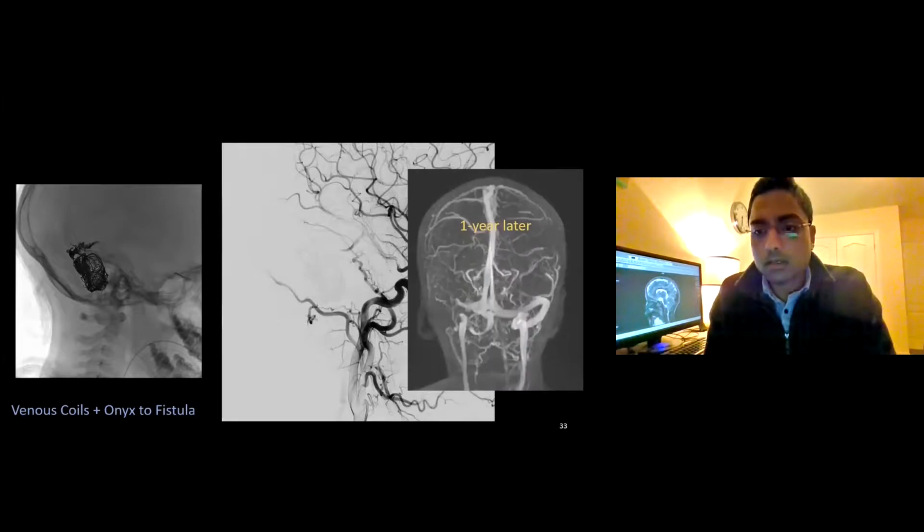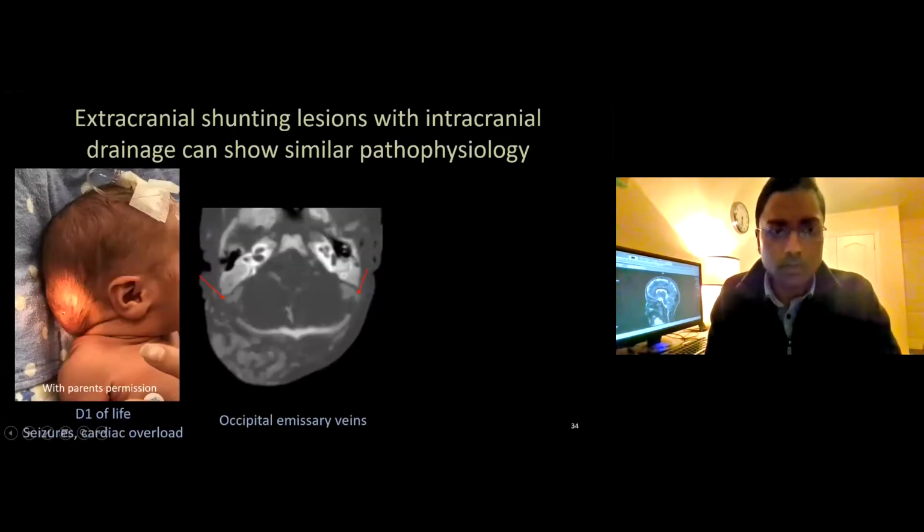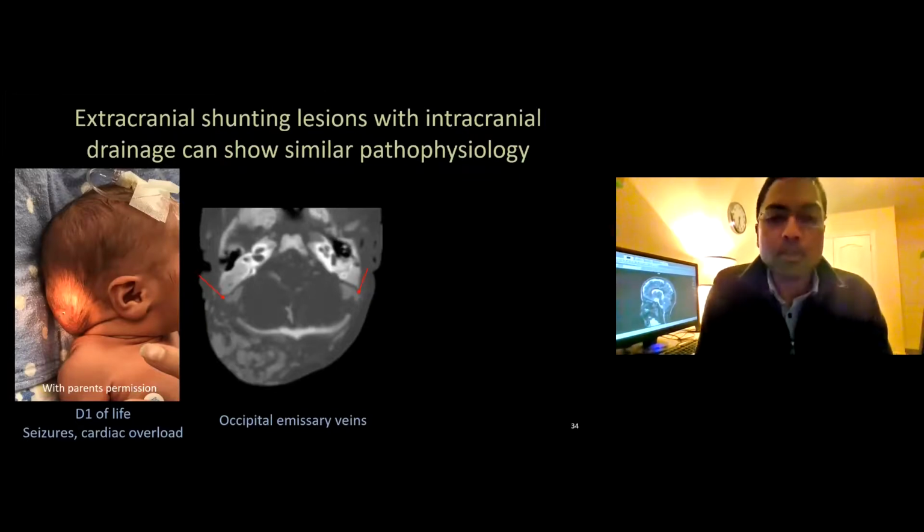And this is her MRI after 1 year. You can see the brain has developed a normal drainage pathway. It is not dependent on this anymore. There is no reflux now. And in fact, there's an occipito-marginal sinus, and the IJV is now open again. Lastly, the extracranial lesions sometimes can behave in the same way.